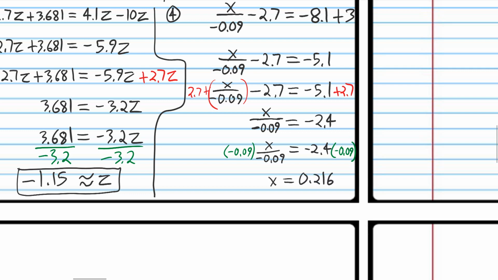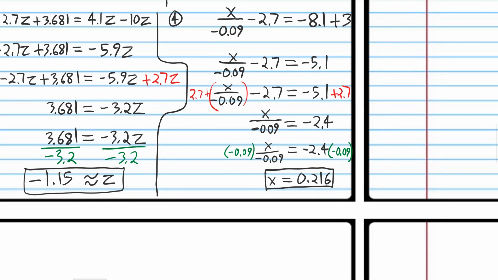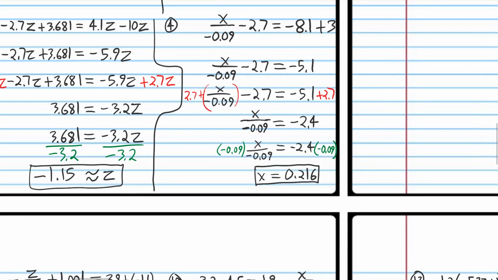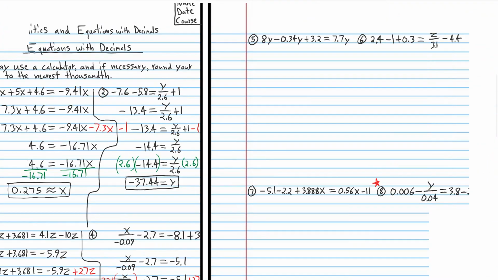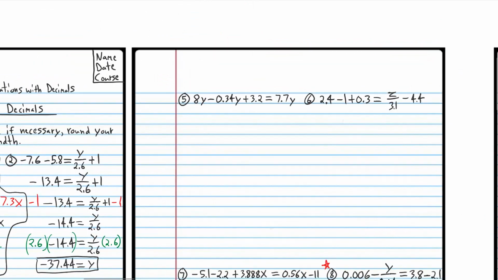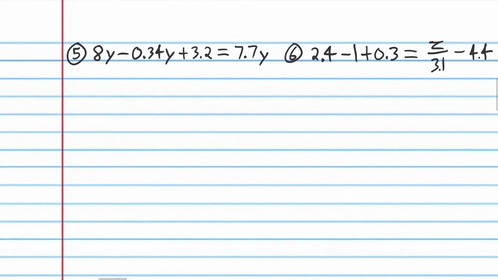So we didn't have to round off on that one. So I didn't have a chance to demonstrate rounding. And of course our answer is going to be positive because we have a negative times a negative. So if you got 0.216, you're on the right track. All right, try number 5, and when you come back, we'll do it together.